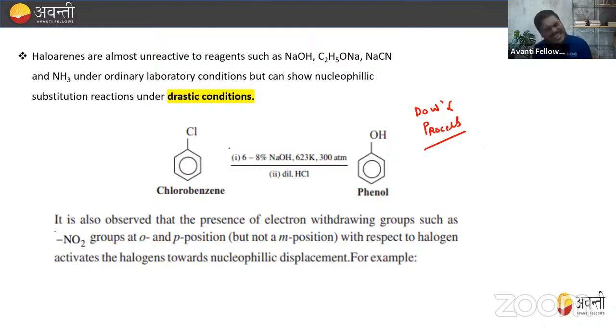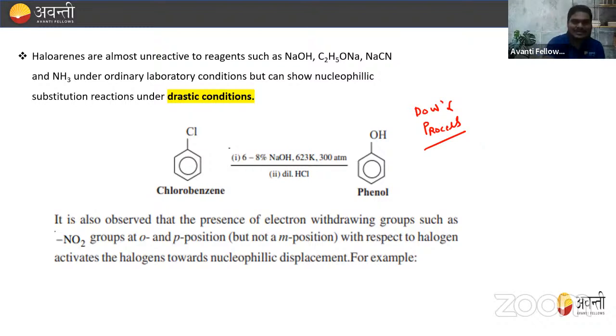So this method is very important because in the method of preparation of phenol, we also use this method, or in the chemical properties of chlorobenzene that we are using already, right? It is also observed that the presence of electron withdrawing groups such as the NO2 group at the ortho and para positions, not at the meta position, with respect to the halogen, activates the halogen atom towards the nucleophilic displacement reaction, right?